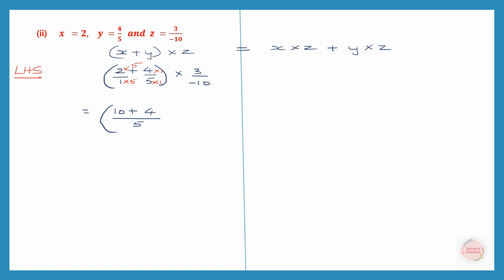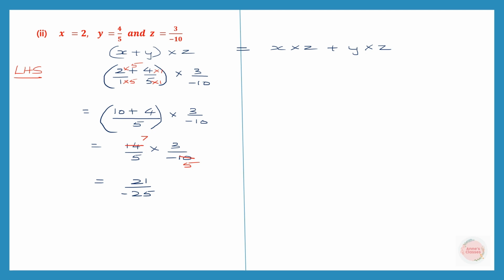So (10 plus 4) by 5 into 3 by minus 10. 10 plus 4 is 14. 14 by 5 into 3 by minus 10. Now here we can cancel 14 and 10 by 2. So this will be 2 sevens are 14, 2 fives are 10. Now let's multiply the numerators. Numerators 7 threes are 21. Denominator 5 into 5 is 25, minus 25. So on the left hand side we have 21 by minus 25.